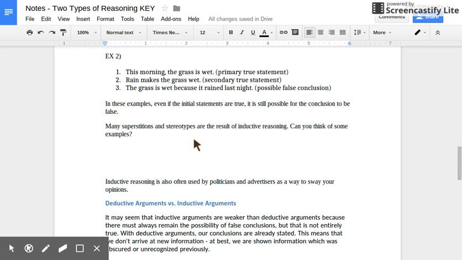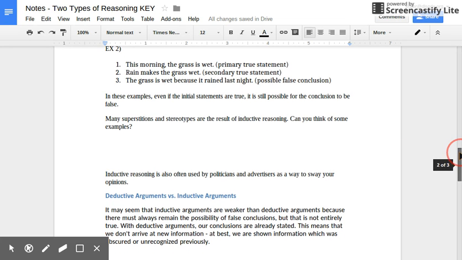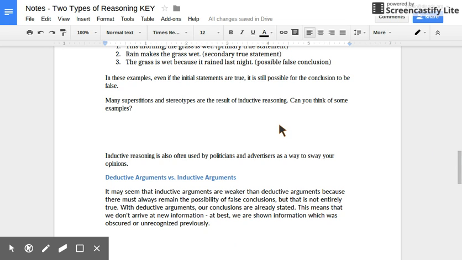Many superstitions and stereotypes are the result of inductive reasoning. You could think, if you're an athlete and for the last several games you've been winning and you've been wearing blue socks, you might conclude that if you wear blue socks, you're going to win the next game. It may not be true, though, but it may make you feel more confident and lead you to winning more games.